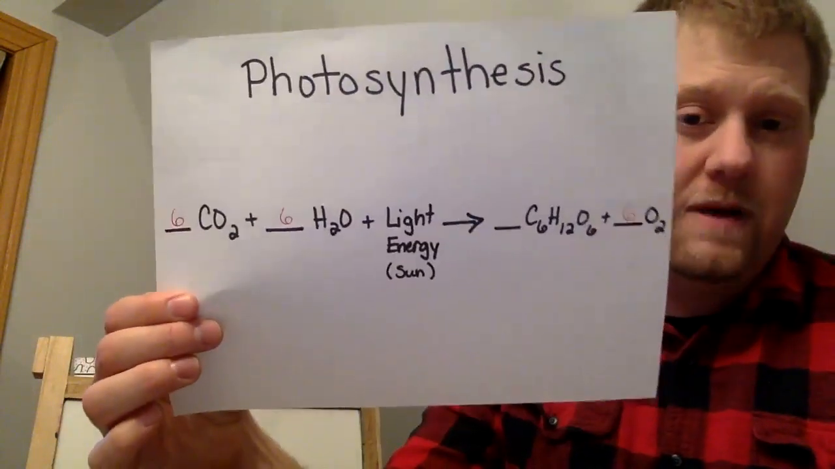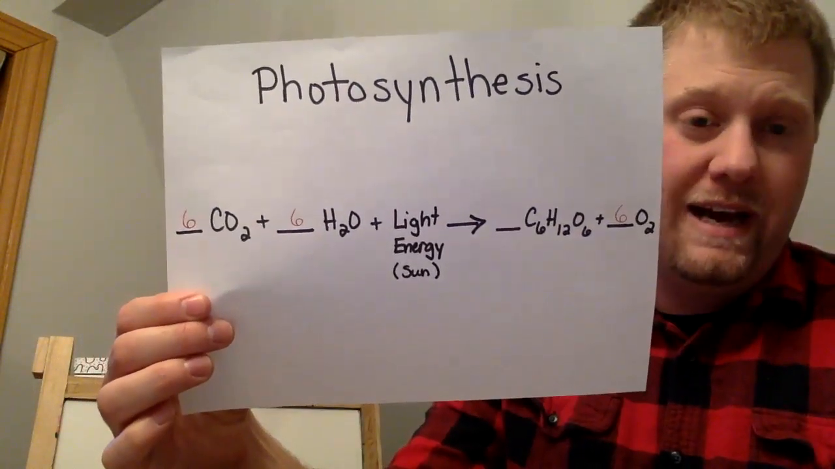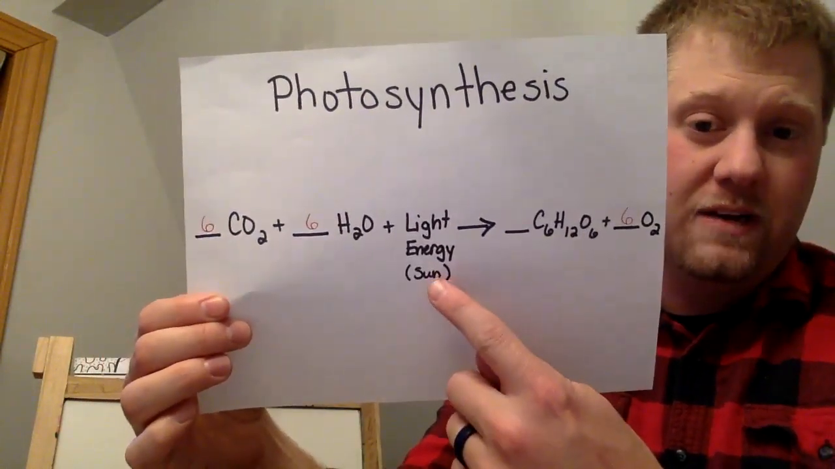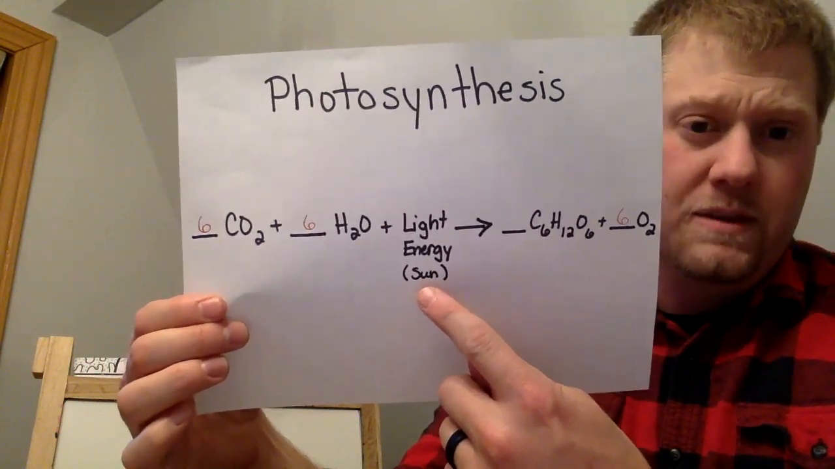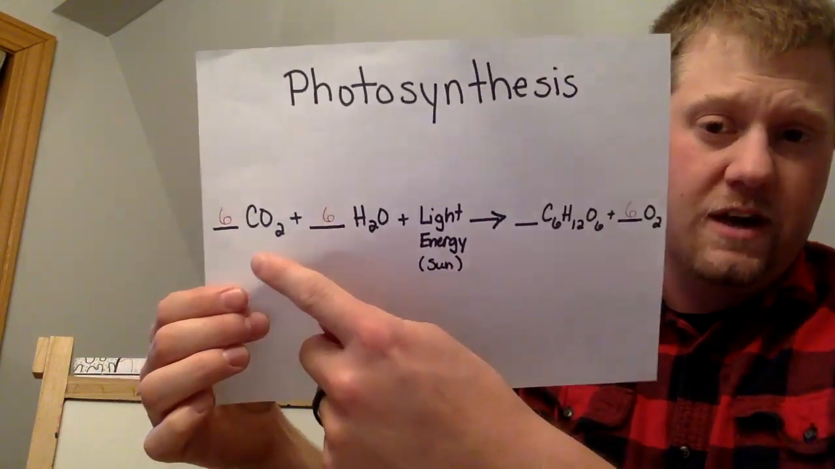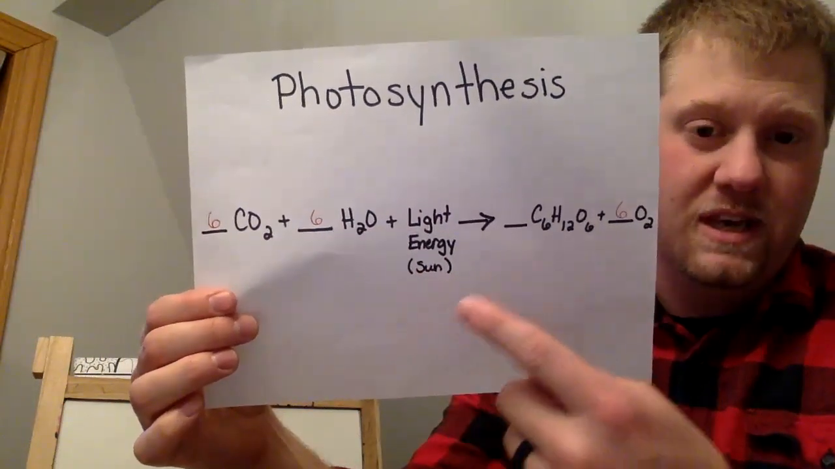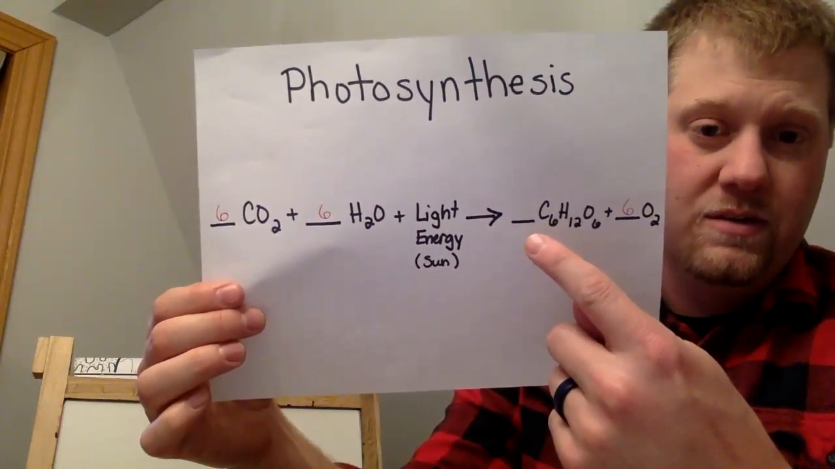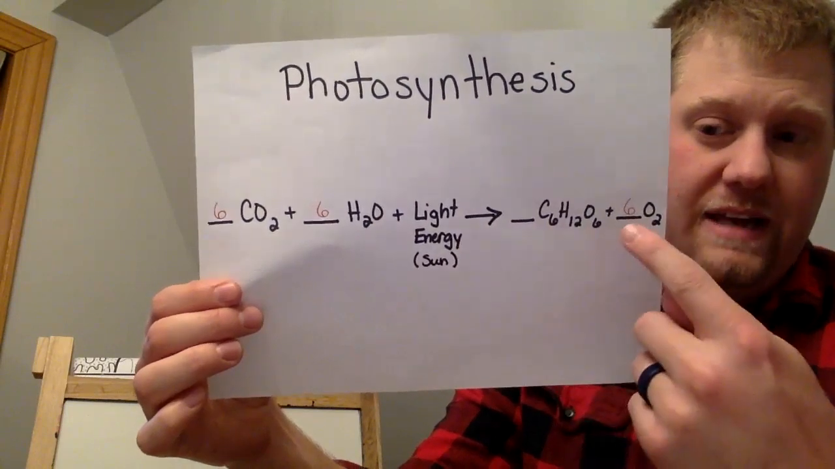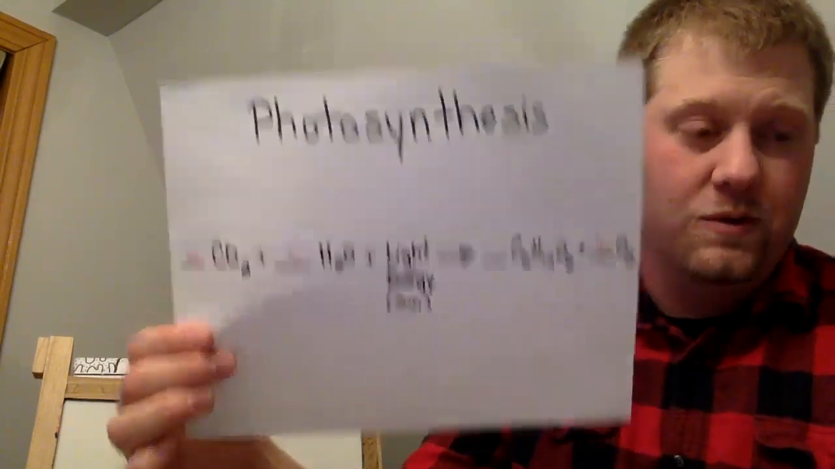We've already talked about the photosynthesis equation. Okay, and one thing I want to make sure that I address with you guys here, especially when I talk about the light energy, we know that it comes from the sun. Okay, so 6 carbon dioxide molecules, 6 water molecules, light energy from the sun makes a glucose, C6H12O6, and 6 oxygen molecules.